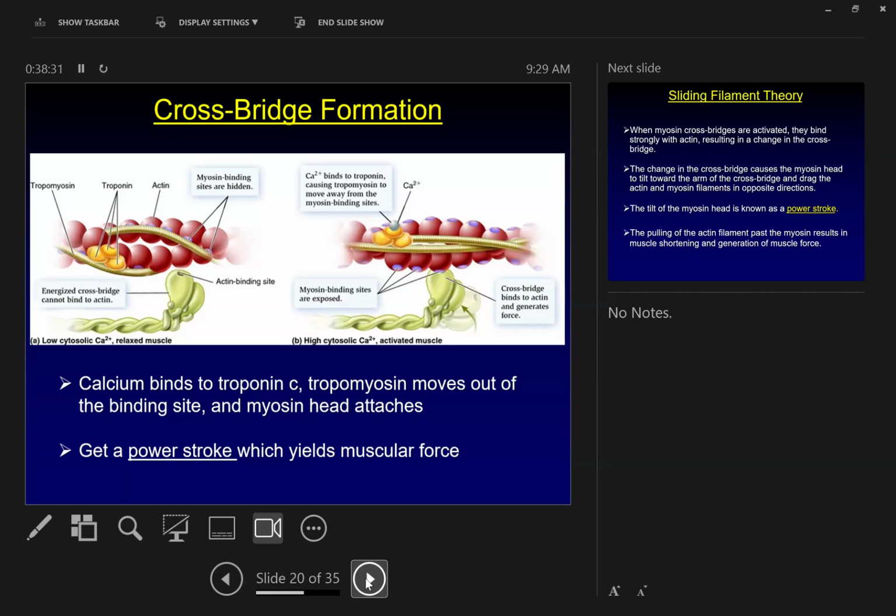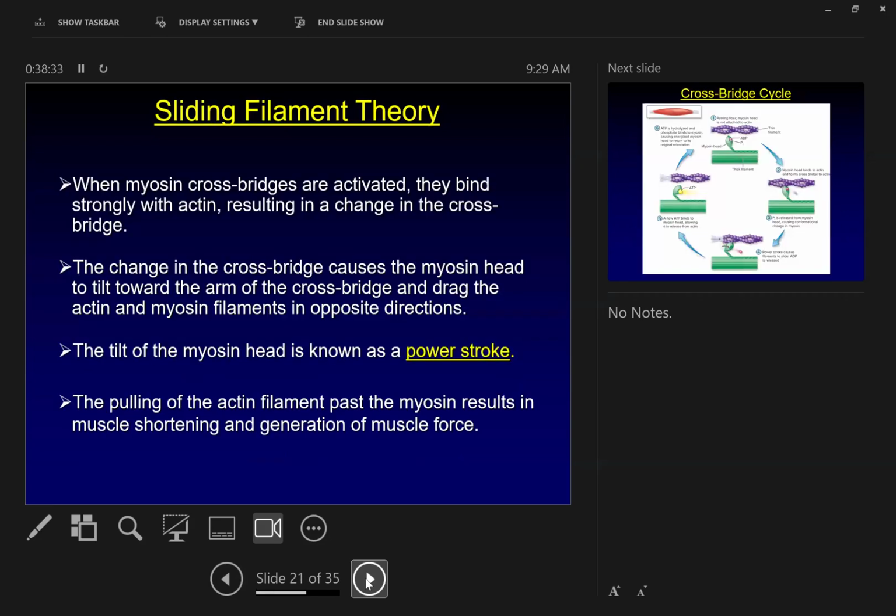Okay. Once it binds, that myosin head grabs on, and it's like a tug of war. It's going to grab and try to pull that actin molecule towards the middle. It's going to try to make our sarcomeres short. That is called the sliding filament theory of muscle contraction. The myosin pulls on the actins. It doesn't pull on every actin unless it's a maximal contraction, but it pulls on the actin.